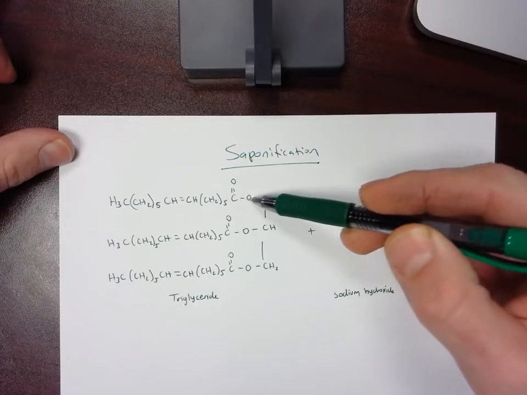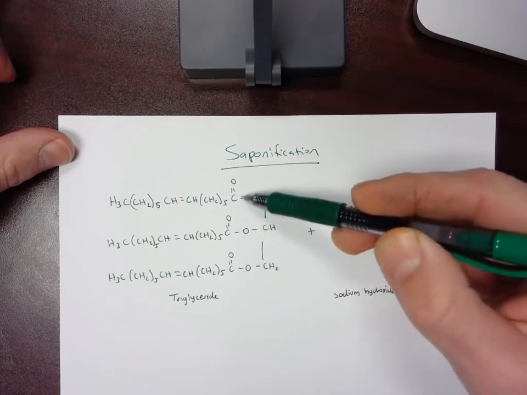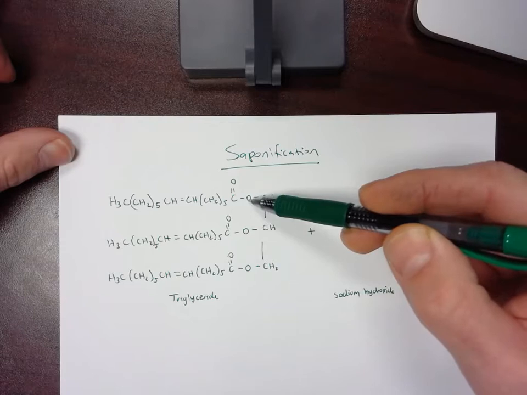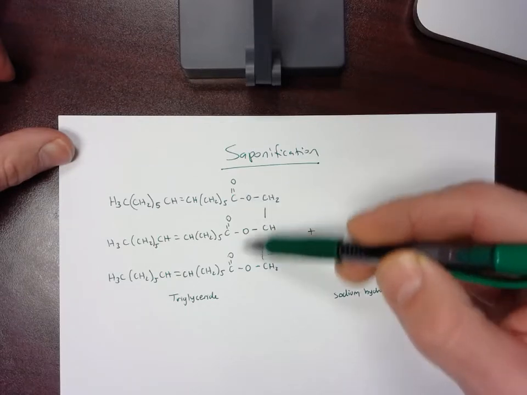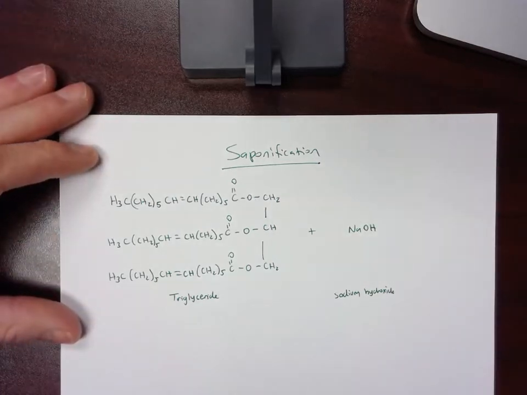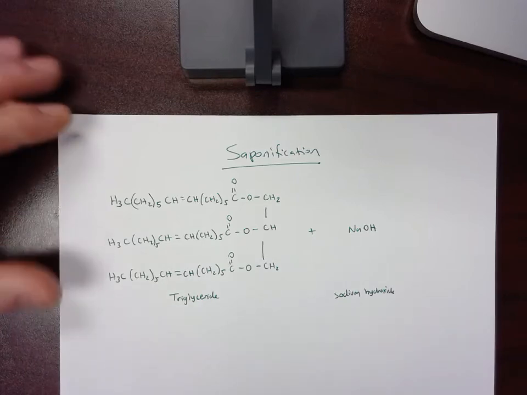So this is an ester. It will break it, and it breaks it right here, in between the carbonyl and this oxygen. So between the C double bond O and the next oxygen, that's where it breaks. And what it's going to produce are carboxylate salts and glycerol.